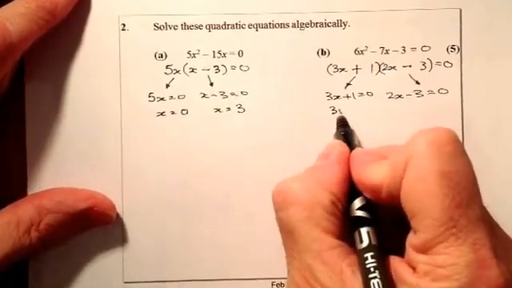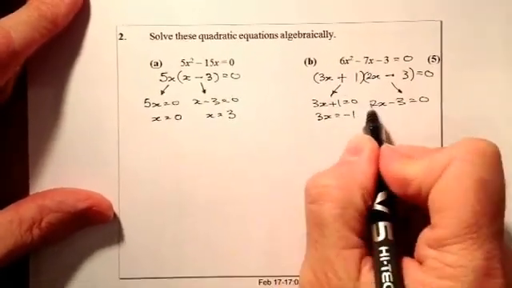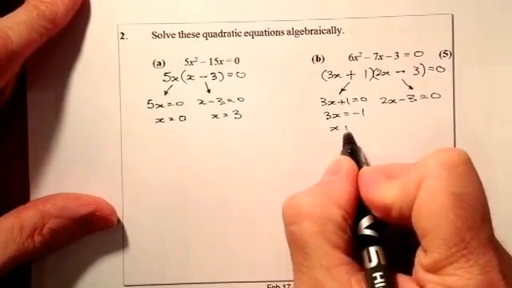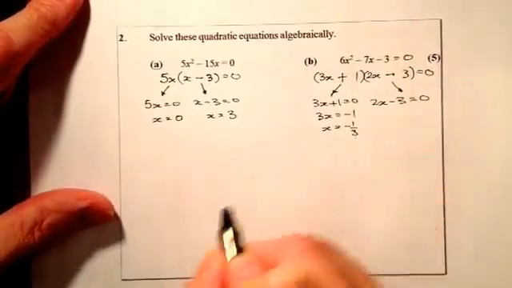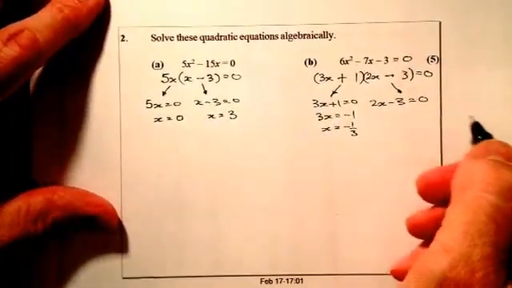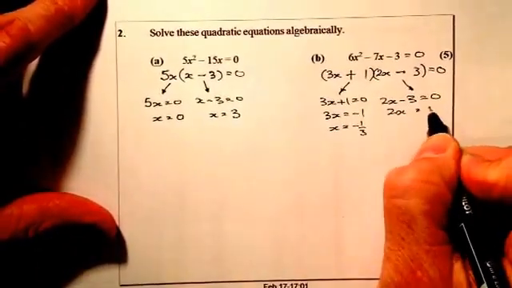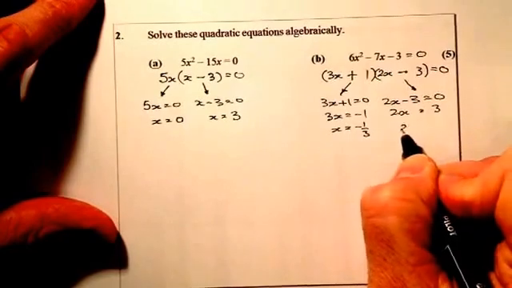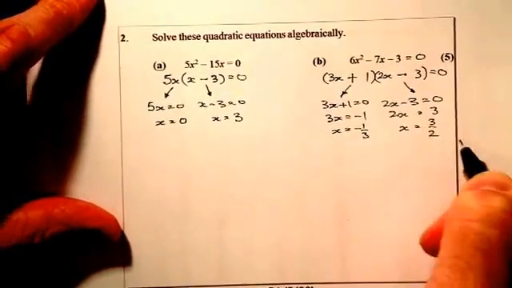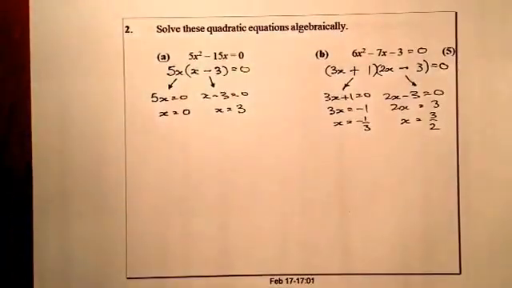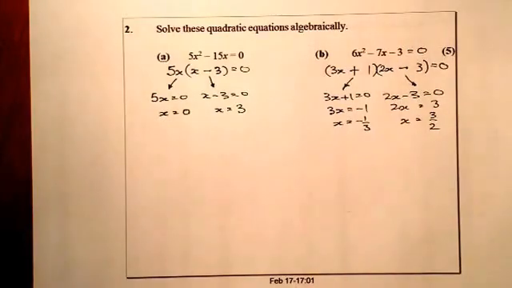Okay, so 3x is equal to minus 1, taking the 1 over to the other side, so x is equal to minus a third. And on this side here, first thing I'll move over will be the minus 3 going to that side, becomes a positive, and x is equal to 3 over 2. So that'll be that one, solved as well.